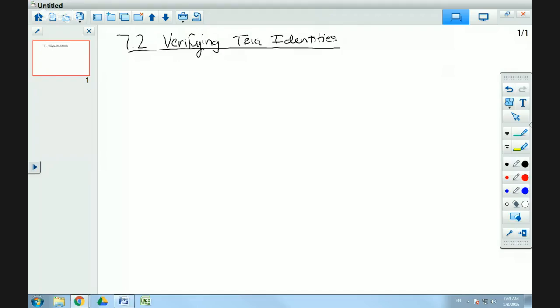Okay, verifying trig identities. We started by simplifying these trig expressions without an equal sign. We're going to throw one in there now. Again, we're heading towards solving trig equations. We just have to have a whole bunch of tools in our toolbox to do so.